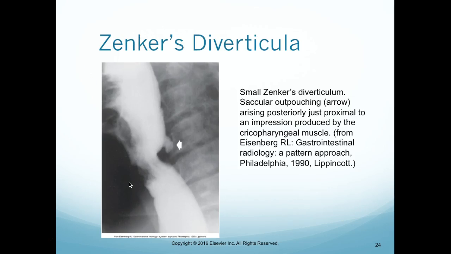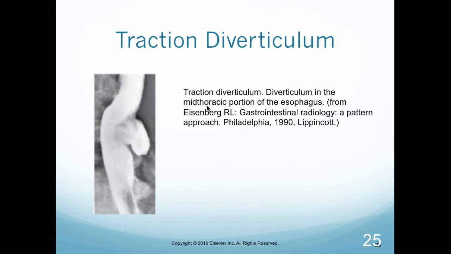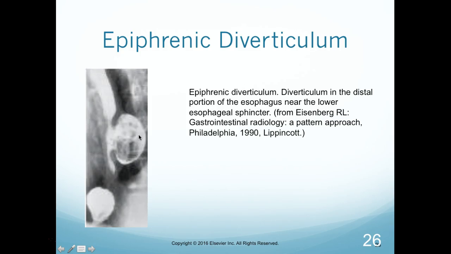So here's a small Zenker's diverticulum. You can see right there, a little small outpouching. Like I said, it's usually in the cervical region, and it's posterior on the esophagus. So you've got to put them in a lateral position to see it. The traction diverticulum here is mid-thoracic and it's usually at the bifurcation. That's a pretty good sized one. And the epiphrenic is down at the distal. You can see where here's the diaphragm. We're getting ready to go into the stomach. Looks like there's a hiatal hernia here, but you can see this diverticulum right there.